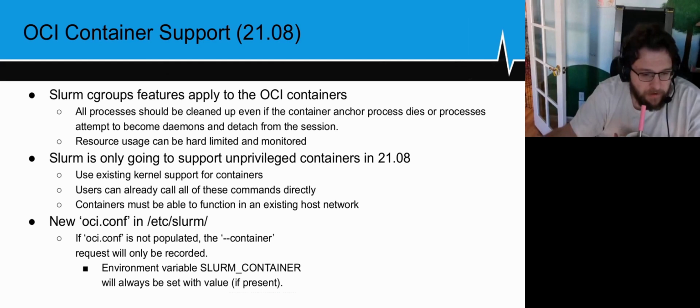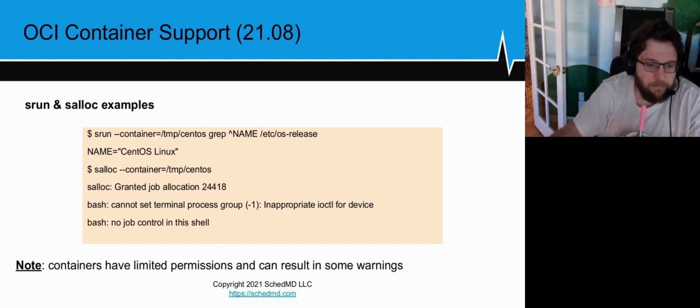Thing of note here is there is a new oci.conf config file in the Slurm configuration directory. If sites don't populate this oci.conf or it doesn't even exist, when the user passes --container, it just gets set as an environment variable and nothing else will happen. So that if the user decides, they can use the Spank plugin or something else to intercept that and do as they please.